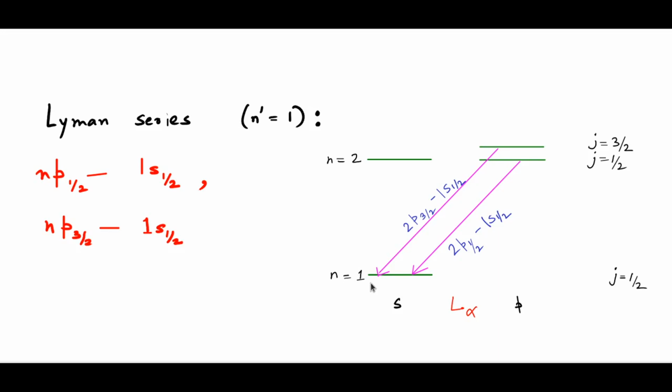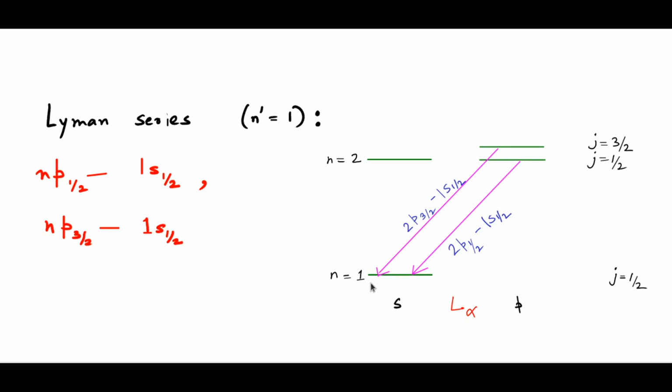The photon is a spin 1 particle. So the photon which is emitted takes an angular momentum of 1 unit, which is why there has to be an angular momentum change by 1 unit during the transition. So from S to S you cannot have a transition, but you can have a transition from P to S.